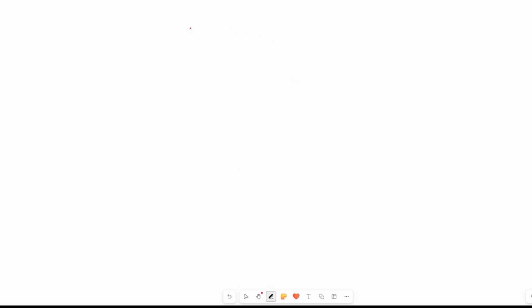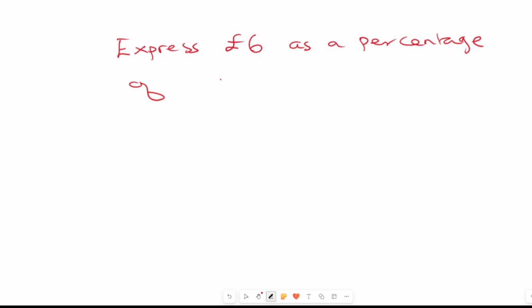So look at this. Express £6 as a percentage of £40. Okay, so let's put this in context. What situation can give rise to this?